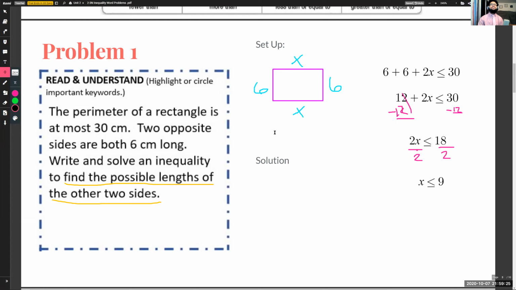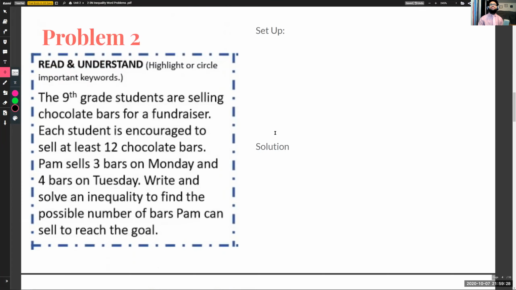All right, now let's look at problem 2. Problem 2 says, the 9th grade students are selling chocolate bars for a fundraiser. Each student is encouraged to sell at least 12 chocolate bars. Pam sells 3 bars on Monday and 4 bars on Tuesday. Write and solve an inequality to find the possible number of bars Pam can sell to reach the goal. So go ahead, take a second, look at what it's giving us and think about what our goal is. What is it asking us to do and how we're going to start setting up the problem.